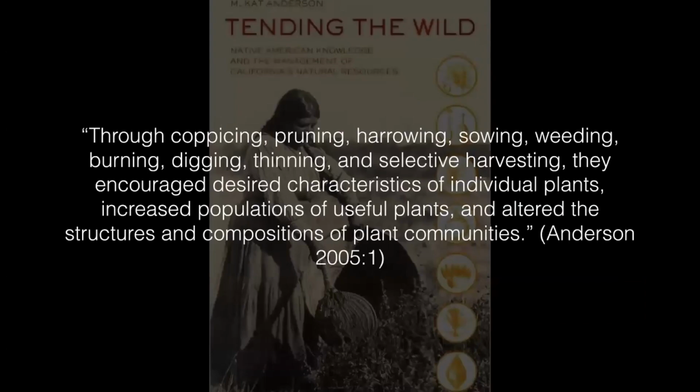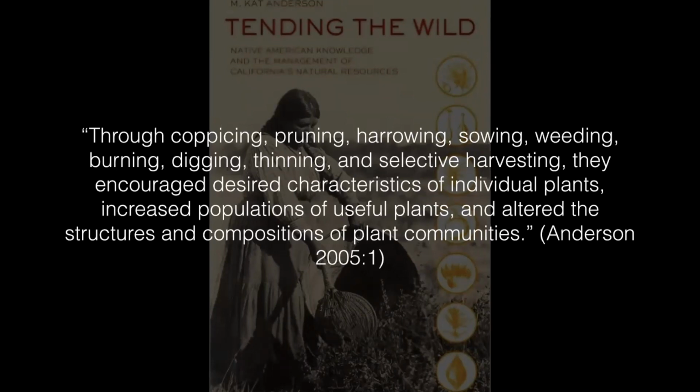So, a lot of the management practices that they were using at the time of contact, this is from a book called Tending the Wild, which is by one of our friends, M. Kat Anderson. It's a wonderful book if anybody wants to delve more into the way California Indians managed the land. But they were doing things like coppicing, which simply means cutting a plant to the ground and letting it resprout, pruning, harrowing, sowing, weeding, burning, digging, thinning, and selective harvesting.